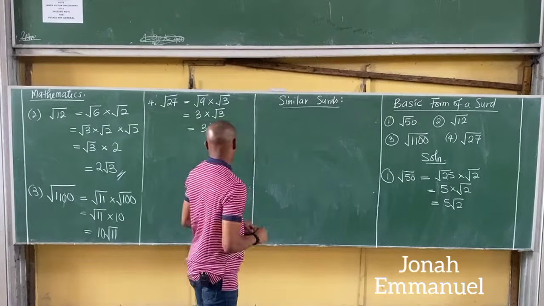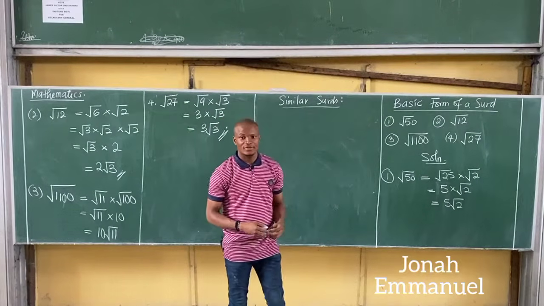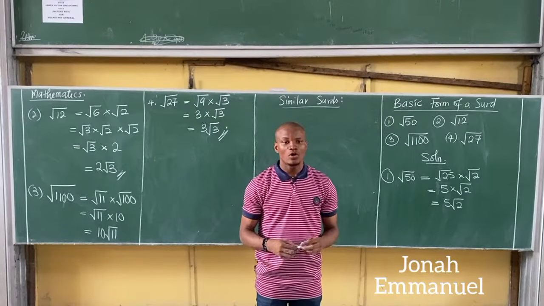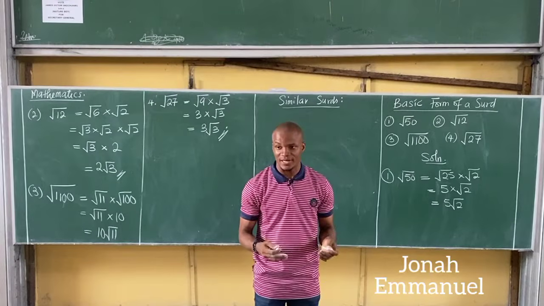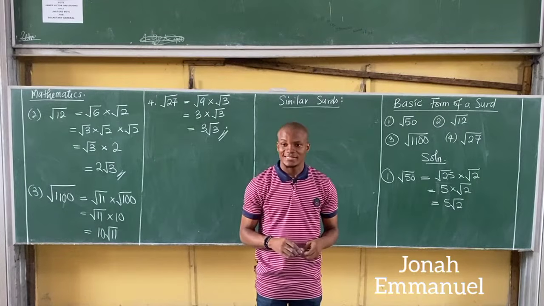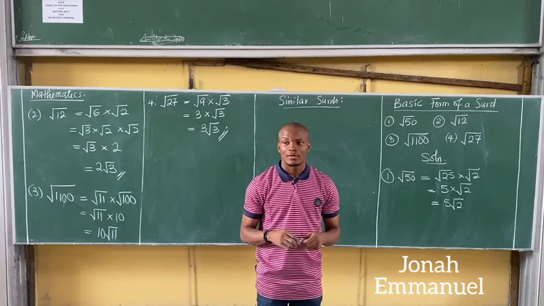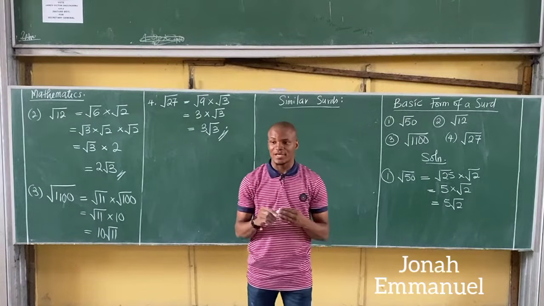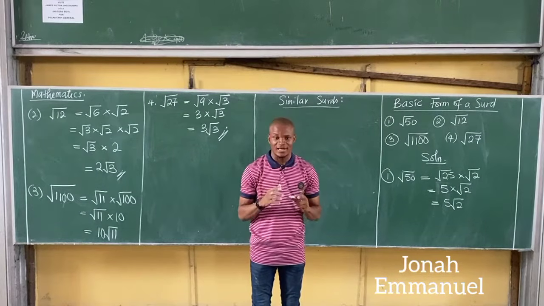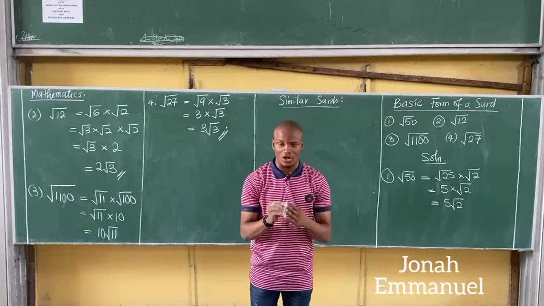There. Let's look at examples. Similar surds. 2 or more surds are said to be similar if they are multiples of the same surd.